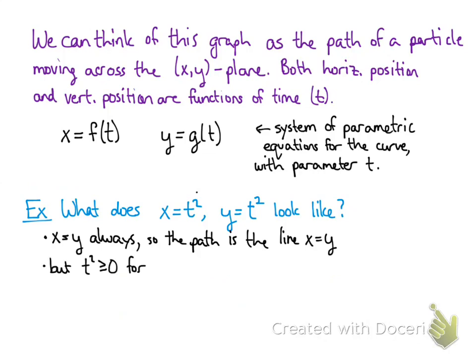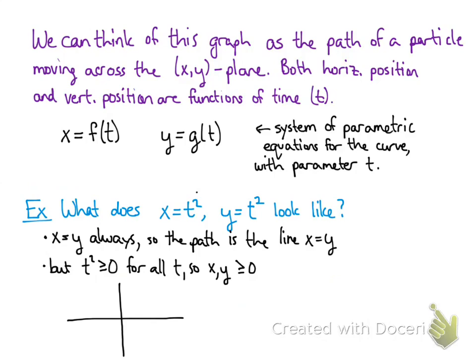However, it's not the whole line, because t squared can't be negative. So x and y can't be negative. X and y both are 0 or greater. They're 0 if t equals 0, and if t is not 0, then x and y are bigger than 0. So that means I only have part of the line.